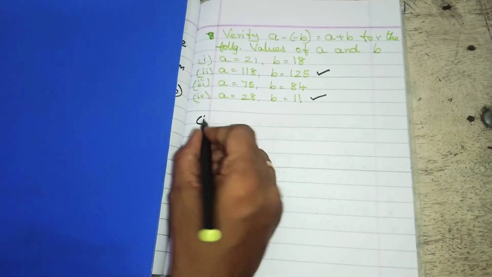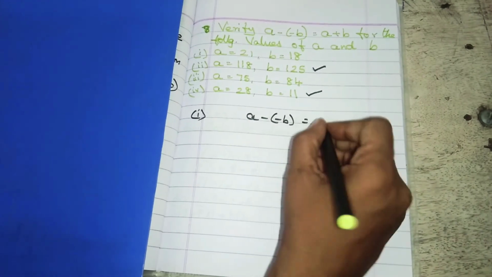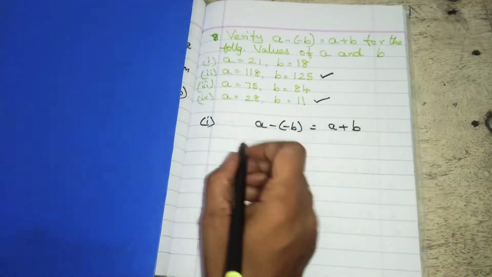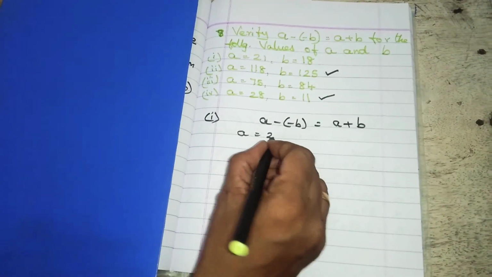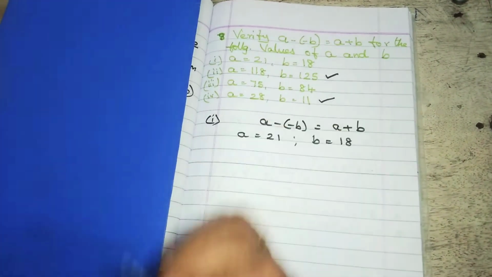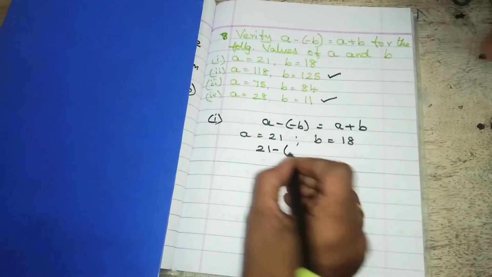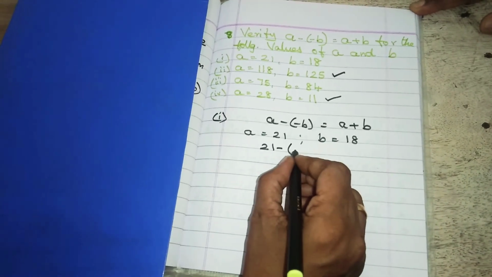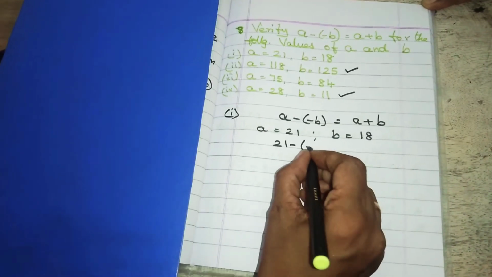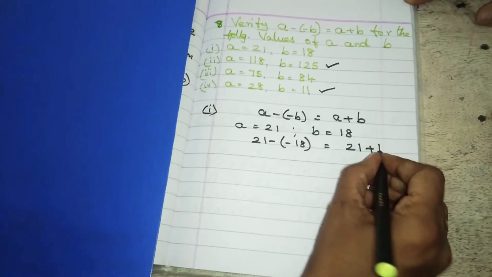So now the first one. What is the question? A minus of within bracket minus B is equal to A plus B. Now what is the value of A? A value is 21 and B value is 18. Now I am going to substitute the values. What is the value of A? 21 minus. What is the value of B? 18. So already you have a negative sign, but here 18 is positive, but you are supposed to put this number with a negative. Is equal to 21 plus 18.